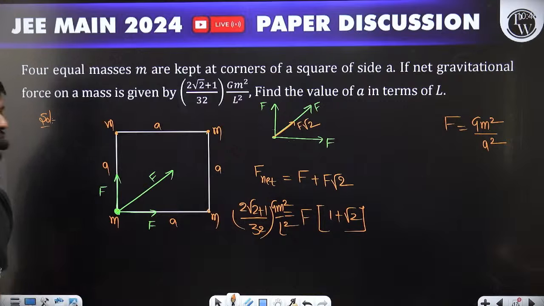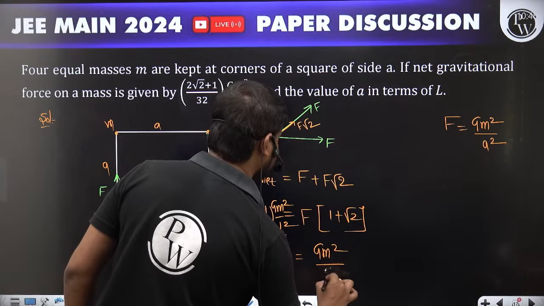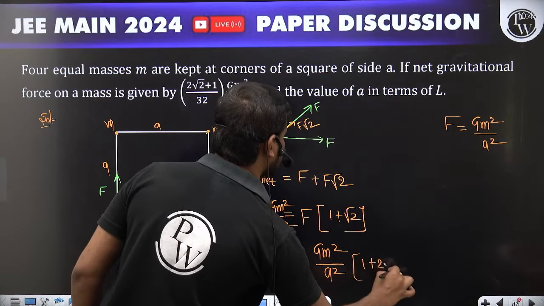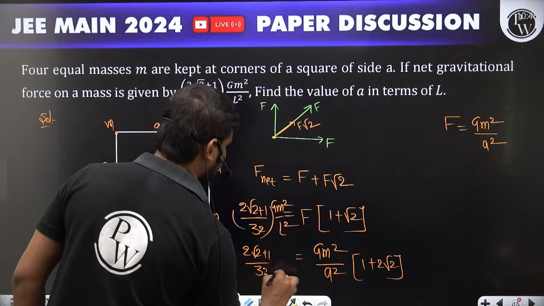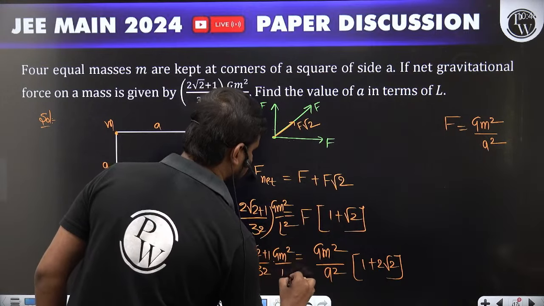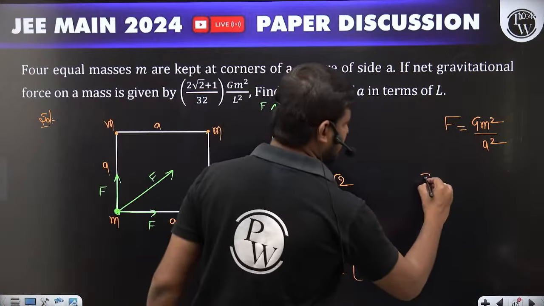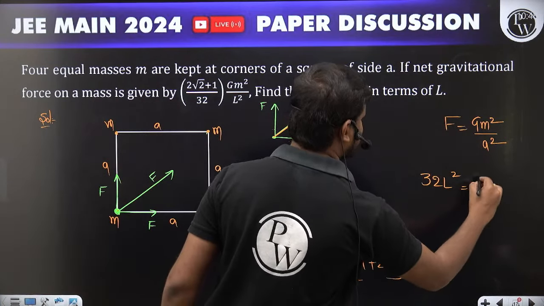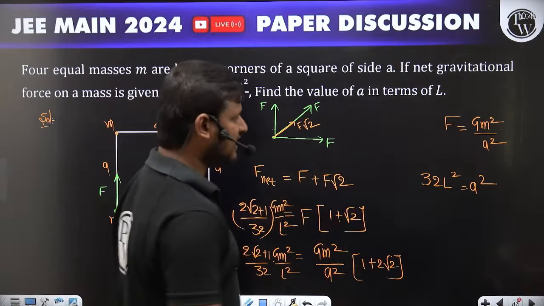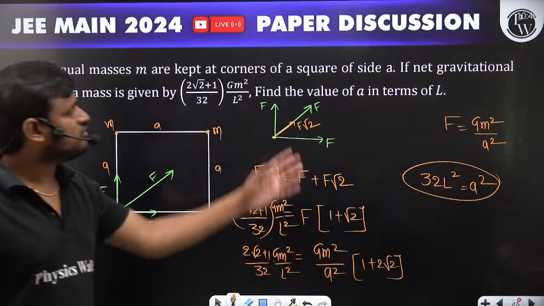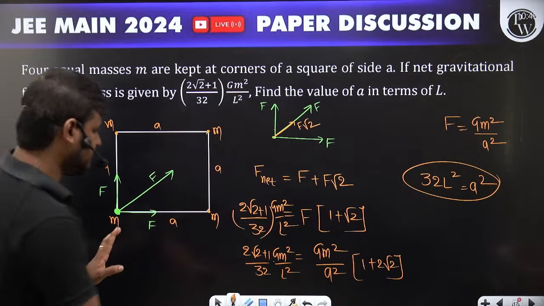So just you guys can compare now. You know what this F formula is. F is Gm square by A square, equal to 1 plus 2 root 2. Then we got here 2 root 2 plus 1 by 32 into Gm square by L square. Everything here is the same, just compare the denominators. So I can write 32 L square is equal to A square. I need the value of A in terms of L. So simply get the A value in terms of L. That's it. Clear? Understood everyone? So understand the basic concept, that's it.